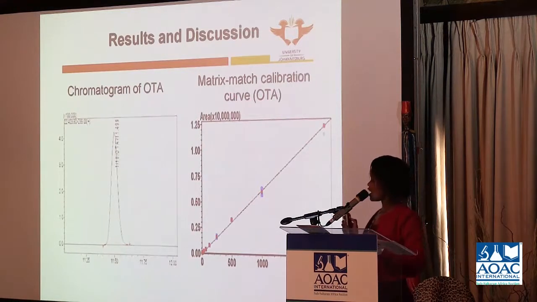Okay, these are my results. On my right side, it represents a chromatogram of OTA, which is ochratoxin. And then on my left side, it represents a matrix-matched calibration of OTA. So I used a matrix-matched calibration to compensate for the matrix effect on the analysis.